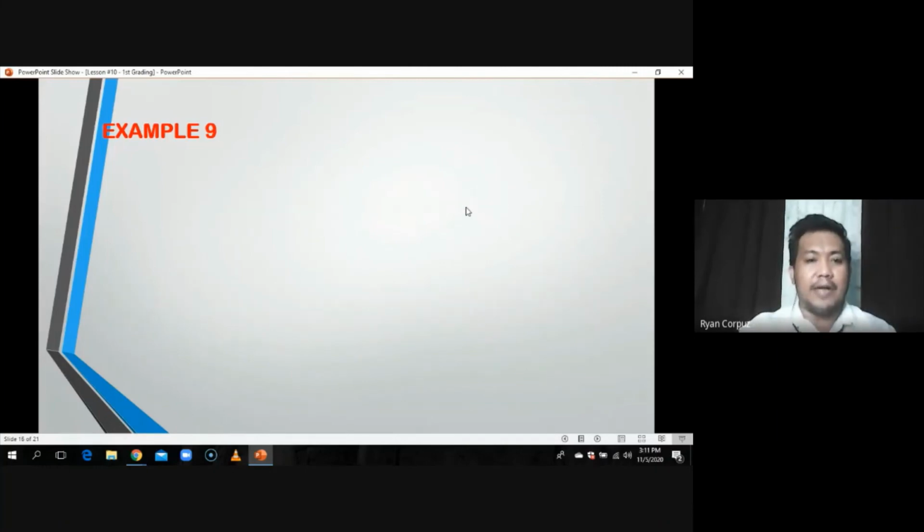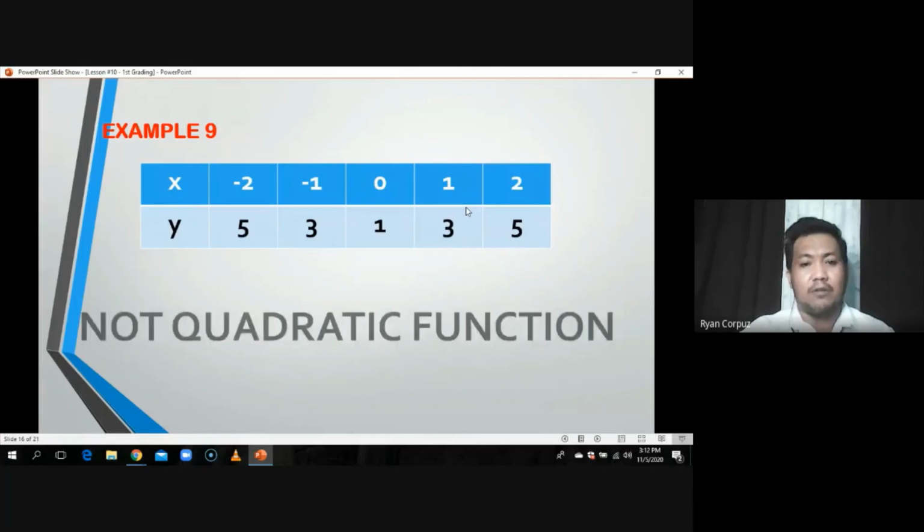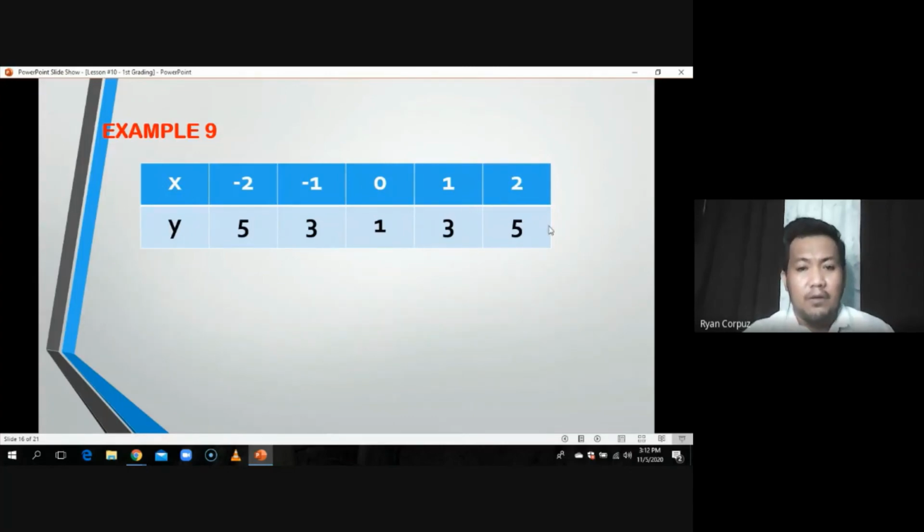Next, number 9. For number 9, we do have here a given table of values. From the given table of values, we are going to identify if the table of values is showing quadratic function or not. Paano ba yun? Sabi sa things that we have to bear in mind, the second difference is the key. Paano kunin second difference? Ganito yon. You are just going to subtract starting from the right to left. So, 5 minus 3, you'll come up with 2.